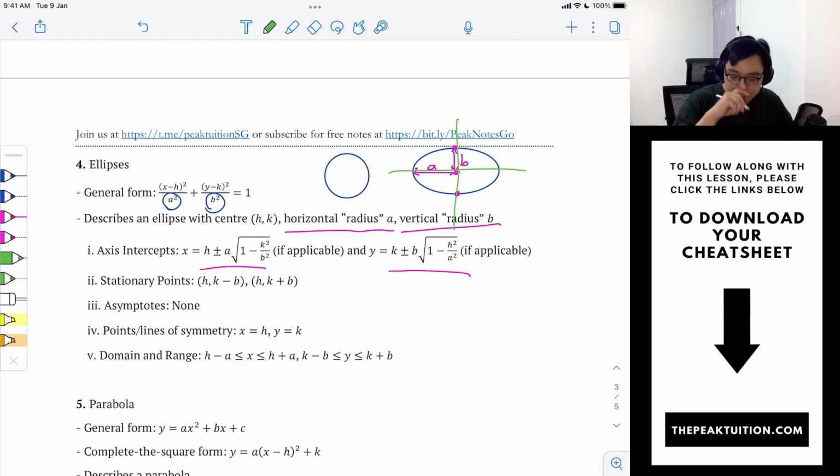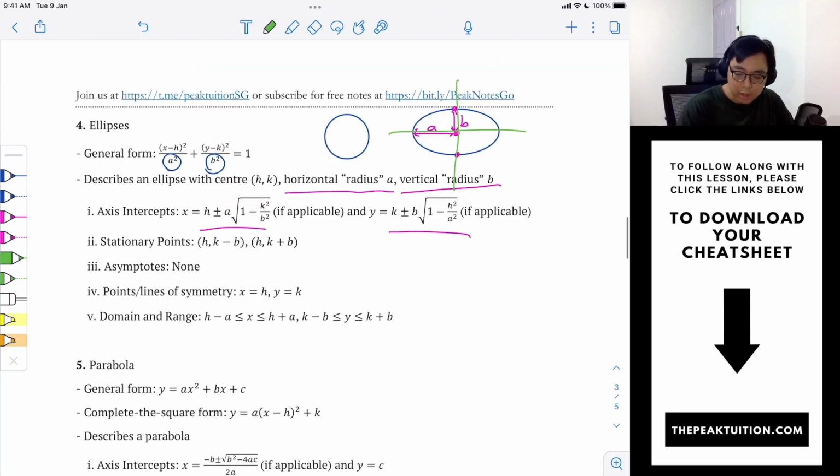Okay? For domain and range, same thing. We can see that the domain is this much. Since the center is (h, k), the domain will be h minus a to h plus a. The range will be k minus b to k plus b. So this is k minus b, k plus b.